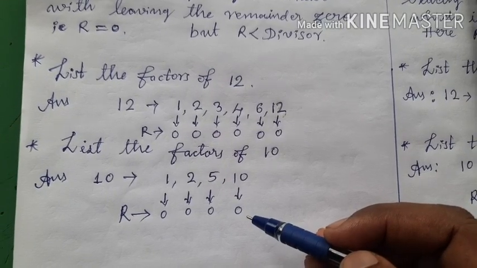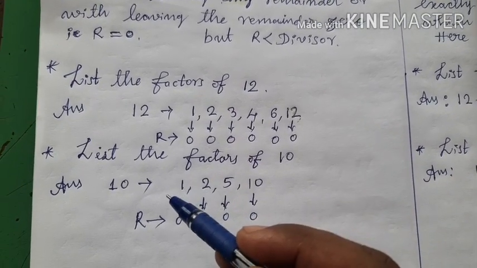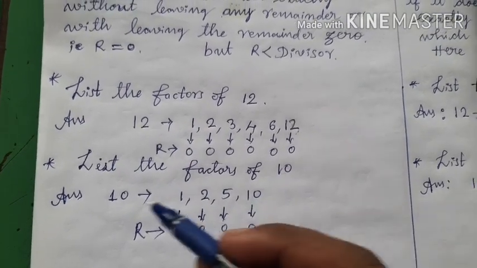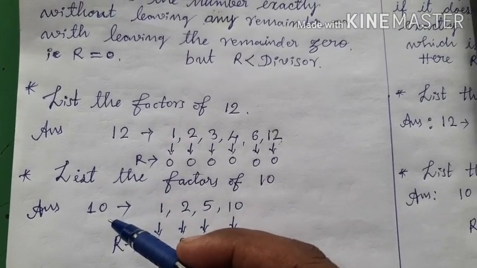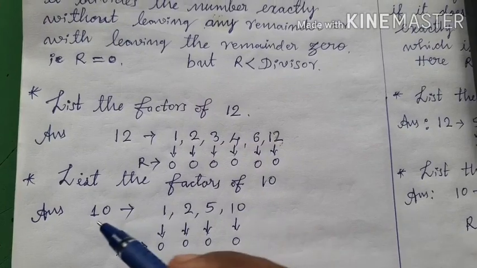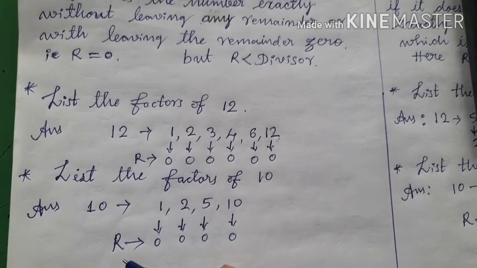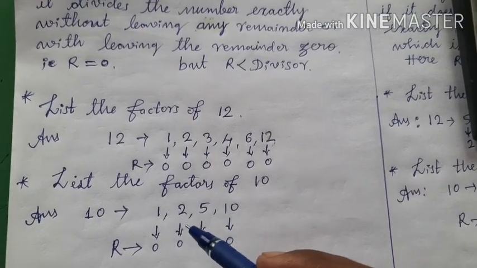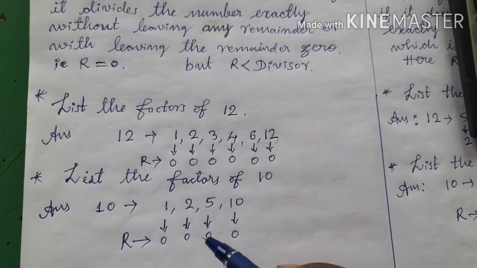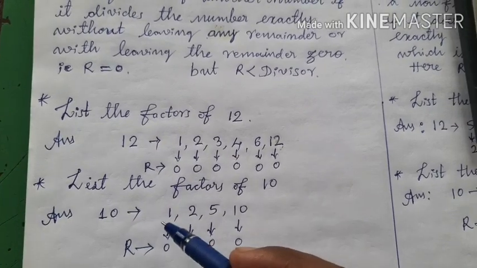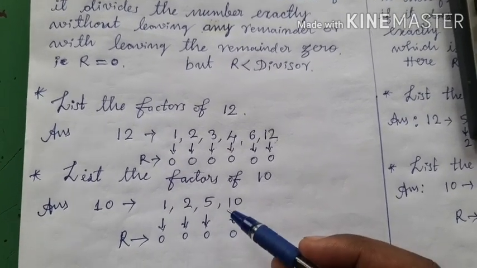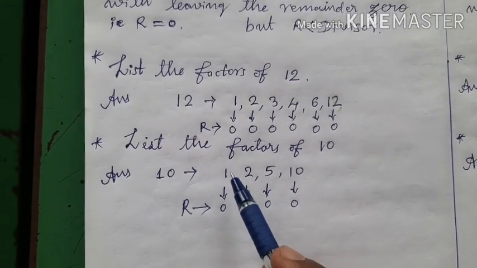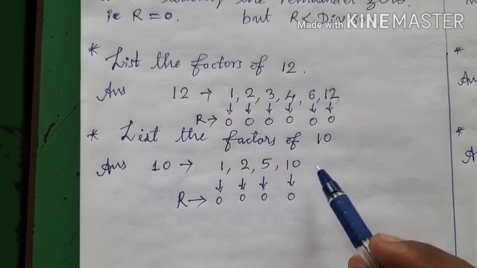Therefore, here we see that the numbers 1, 2, 5, 10 are the factors of 10. Why? Because when you divide 10 by these numbers, they all leave the remainder 0. That is why 1, 2, 5, 10 are the factors of 10. See here, the first factor of 10 is 1 and the last factor of 10 is 10 itself. Therefore, we can say every number is divisible by 1 and itself.